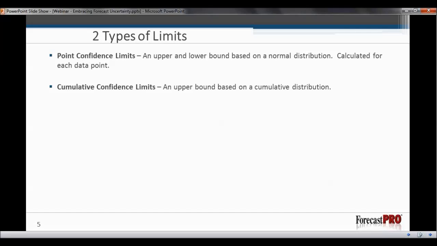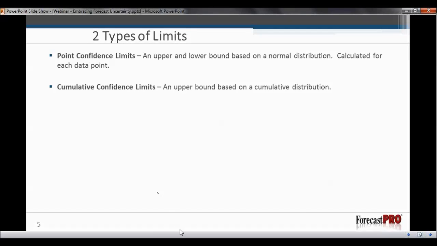A cumulative confidence limit, on the other hand, is simply an upper bound. And this upper bound is looking at not just my data at any one point in time, but it's taking into account the fact that my data is moving through time. So where I am this period was influenced by where I was the period before and will influence where I'm going to be the period after. We're going to take a look at these two in depth to try to understand the differences between the two different types of confidence limits. And we'll begin with the point confidence limits.